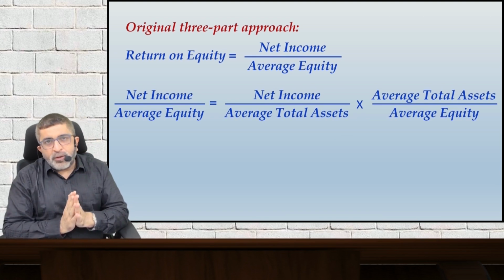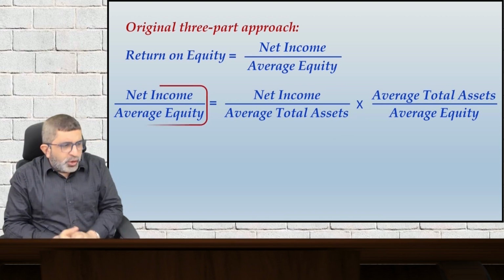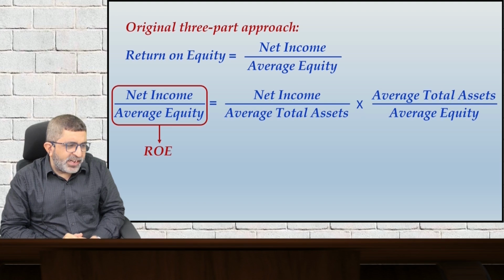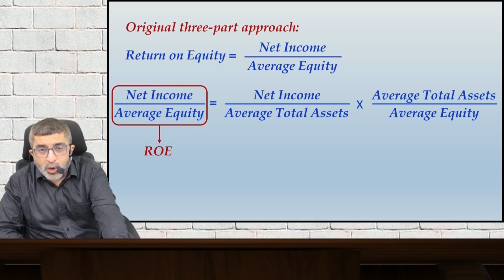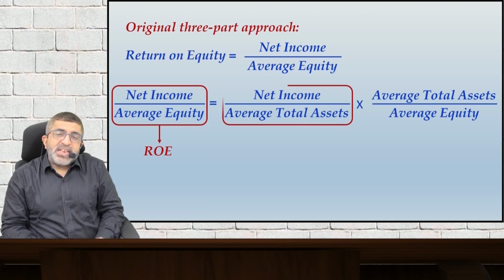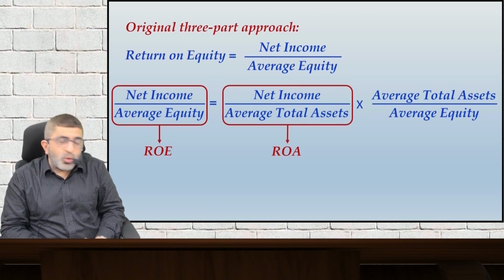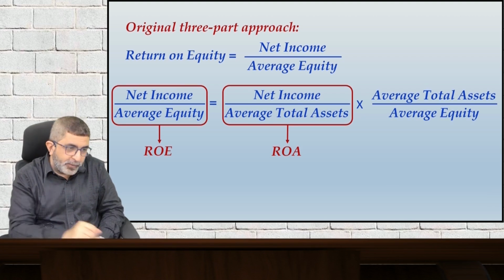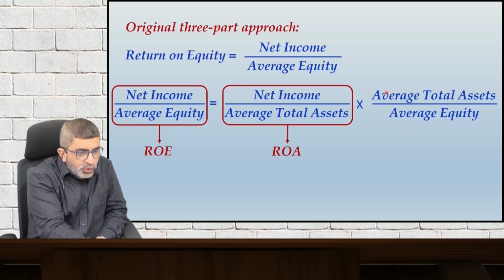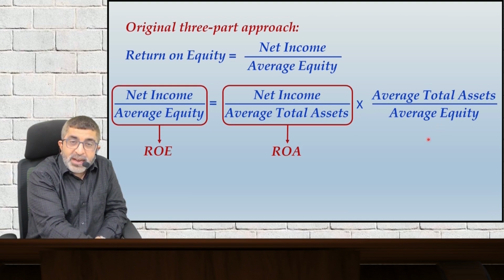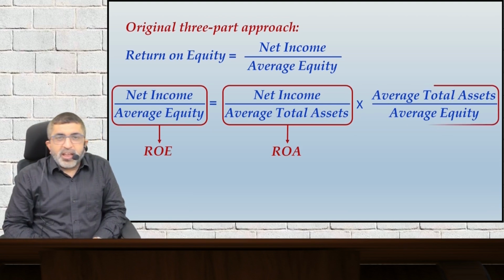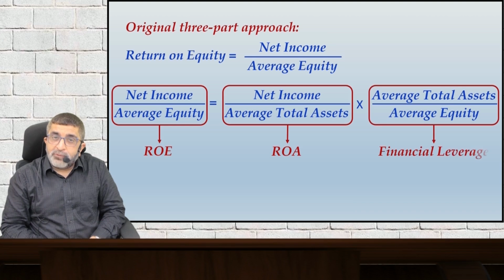Now once you have done this, you can identify that net income divided by average equity is what we call return on equity, ROE, whereas net income divided by average total assets is the return on assets, ROA. And then this ratio, average total assets divided by average equity, is the financial leverage.